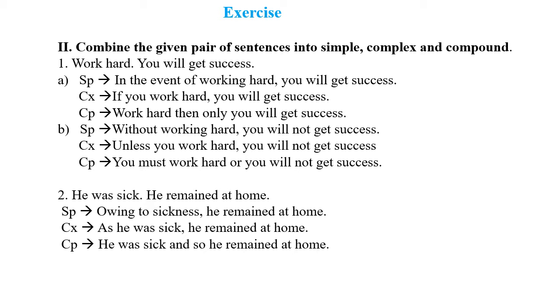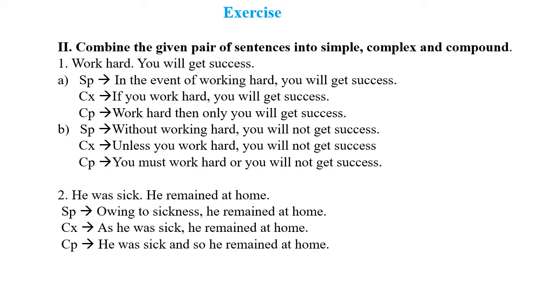Second sentence. He was sick. He remained at home. This sentence, if you think twice or thrice, he was sick, he remained at home. Why he remained at home? He was sick, so he remained at home. So, we have to decide this as the reason, that is due to, owing to, as a result of, on account of, that type. Okay. Owing to sickness, that is, he was sick.